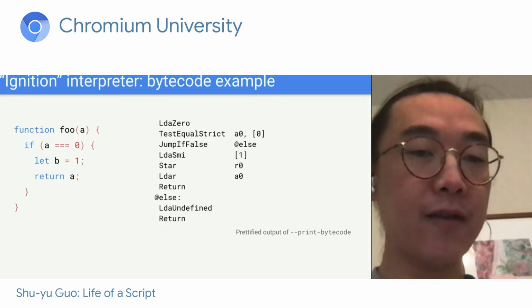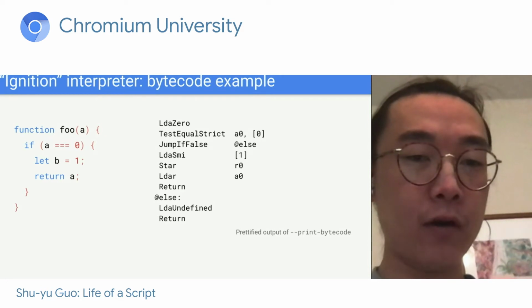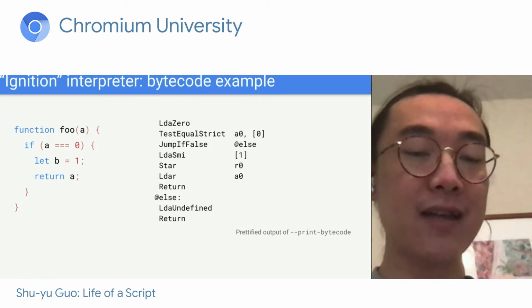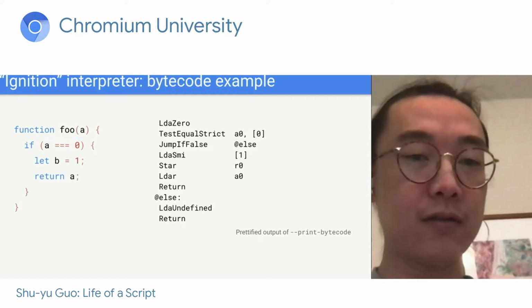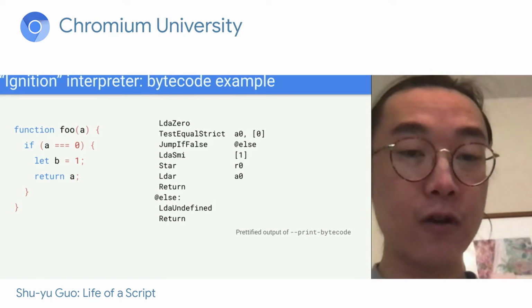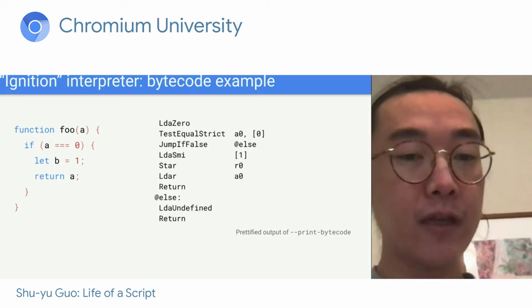We test if A0, which is the virtual register for the first argument, is strictly equal to the value inside the accumulator, which is 0 as loaded by the previous bytecode. If that check is false, we jump to the else branch, which then loads undefined into the accumulator and returns.